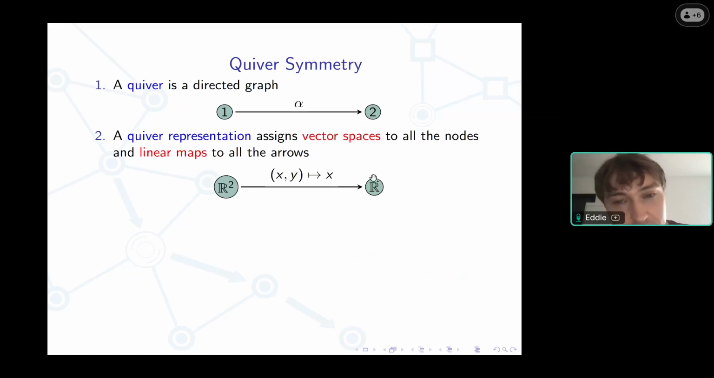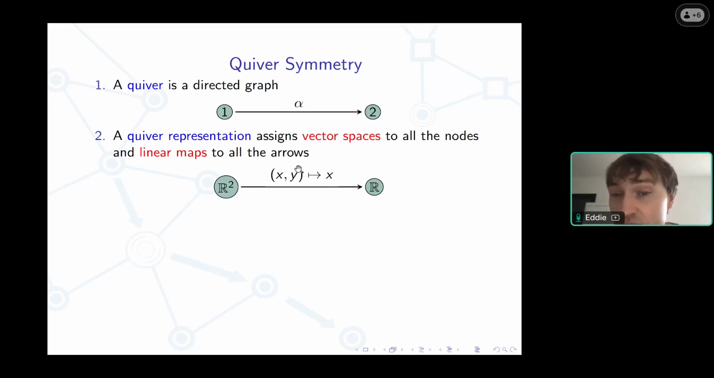So this map need not be invertible. That doesn't even make sense in this example. It need not be injective. It need not be surjective. It can be the zero map, which is actually handy in some of what we're about to do. So just linear maps to all the arrows.